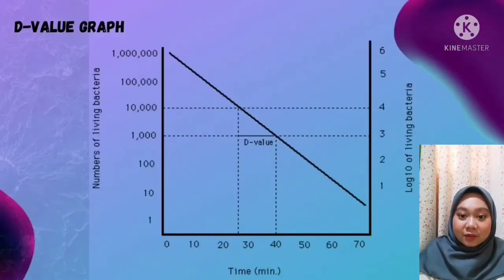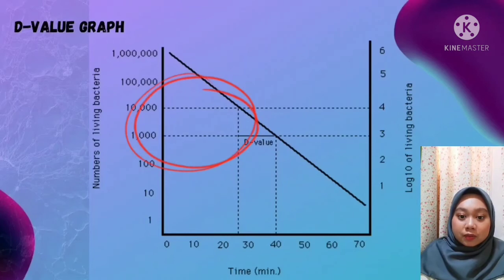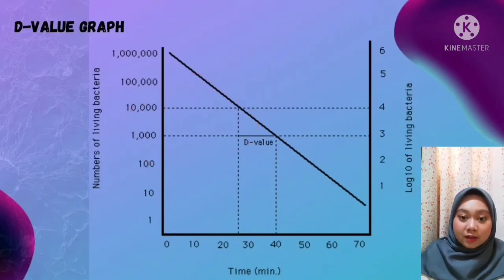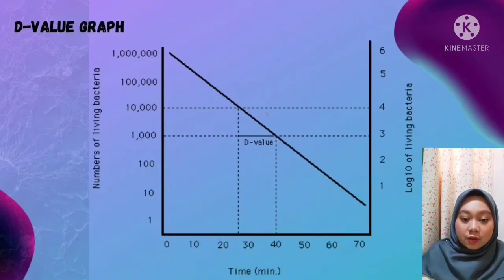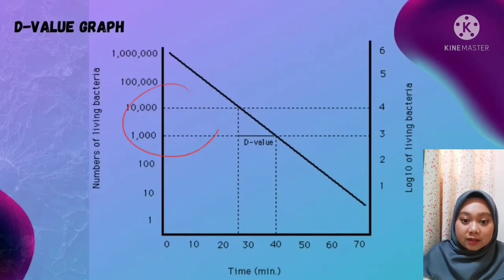This is a D-value graph. So, we see here in this graph that this D-value represents the time for the number of microorganisms to decrease from 10,000s to thousands, or it decreased by a factor of 10. We can also say that D-value is the time for the survival curve to traverse one log cycle. So, D-value remains the same for each of the log cycles on this curve. So, the reduction is by a factor of 10 as we observe from 10,000s to thousands.